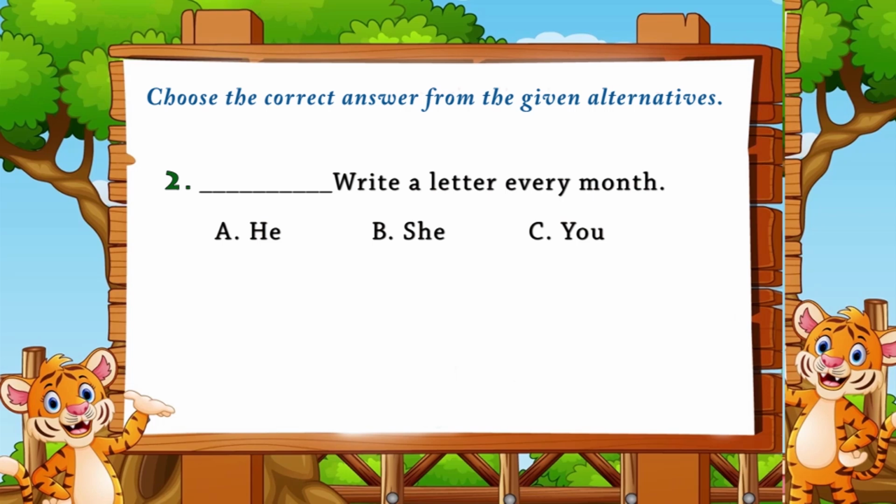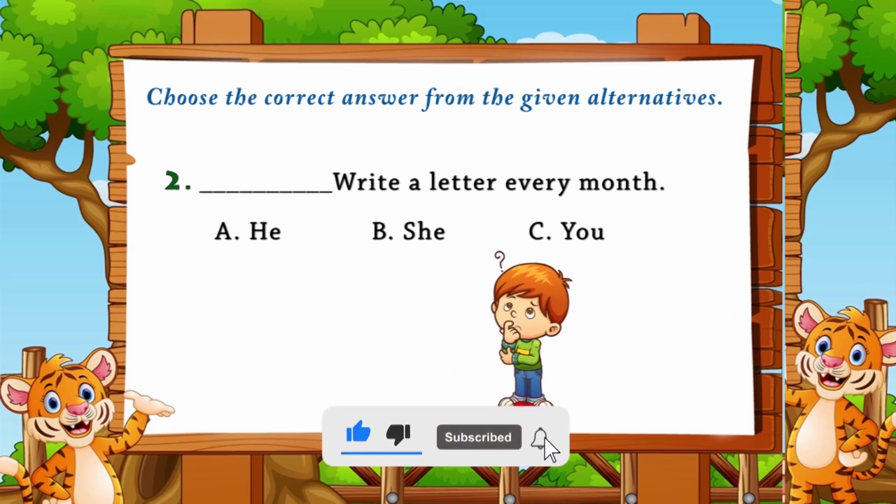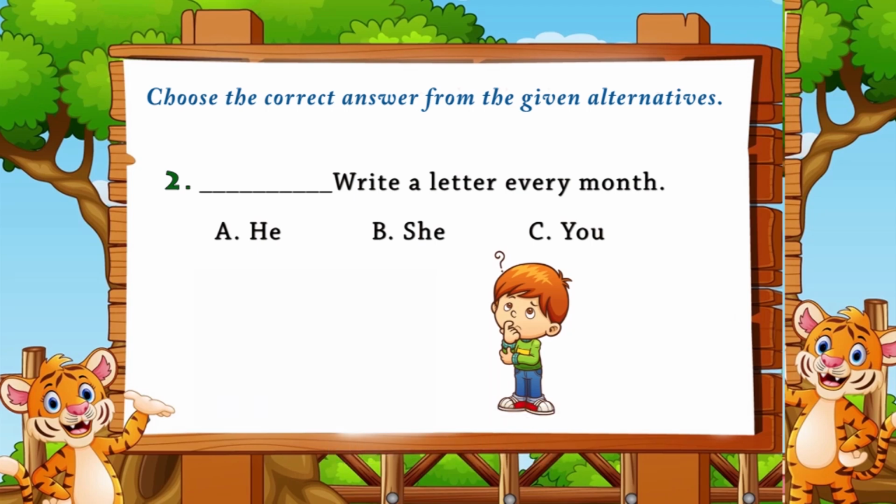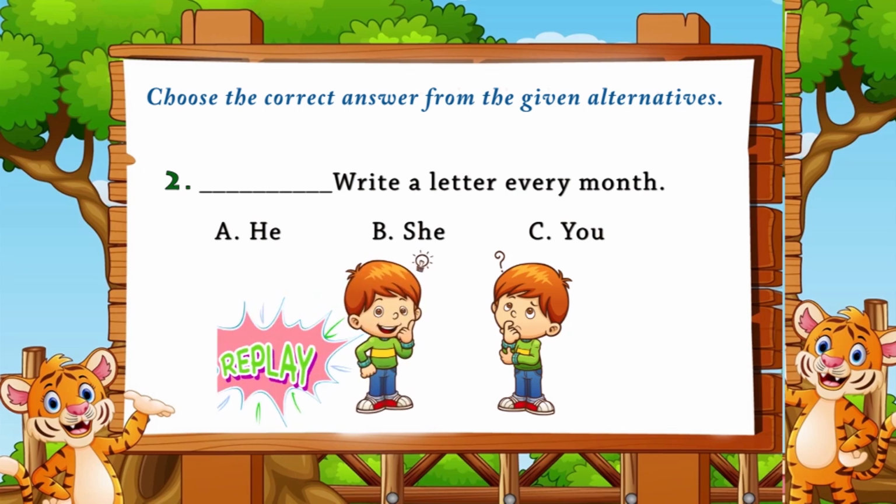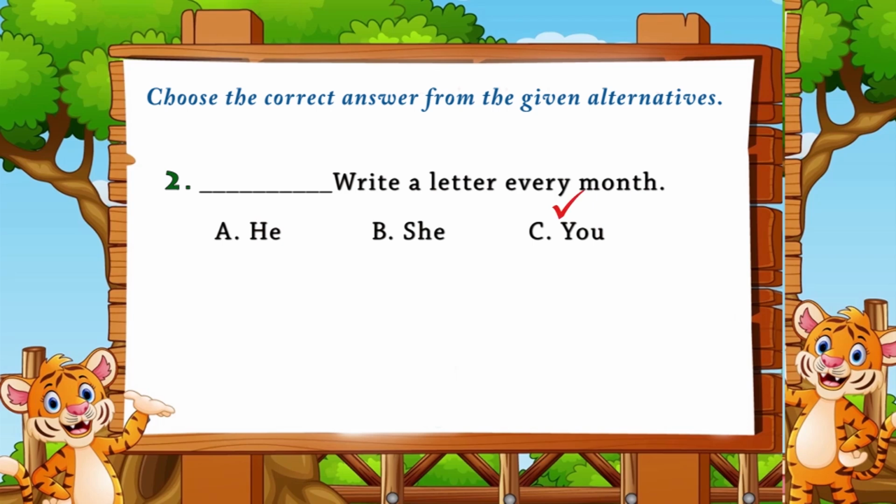Number two, blank writes a letter every month. Blank, write a letter every month. A, he. B, she. C, you. The answer is C, you. You write a letter every month. If the subject is he, we do not say he write, but he writes. If she, we should say she writes. So the answer is you. You write a letter every month.